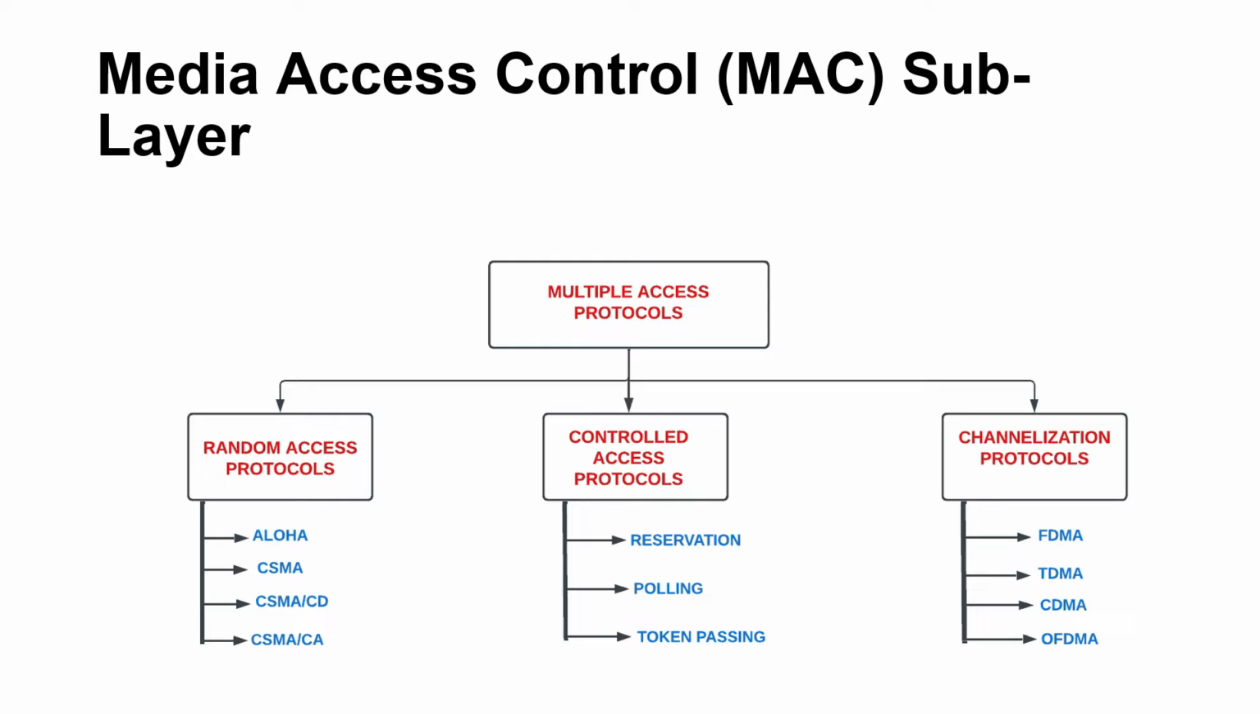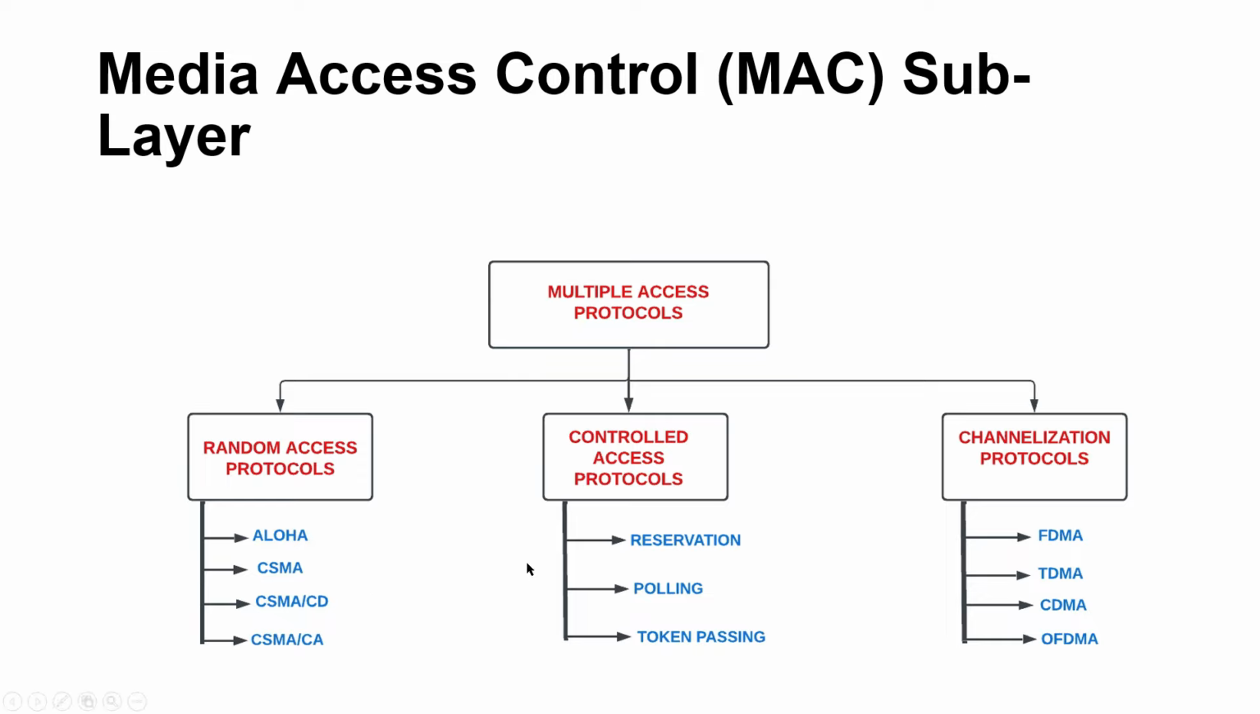This is the media access control, the MAC sublayer. The MAC sublayer is divided into three functions. The first is the multiple access protocol. The second is the random access protocol, which includes ALOHA, CSMA, CSMA/CD and CSMA/CA.